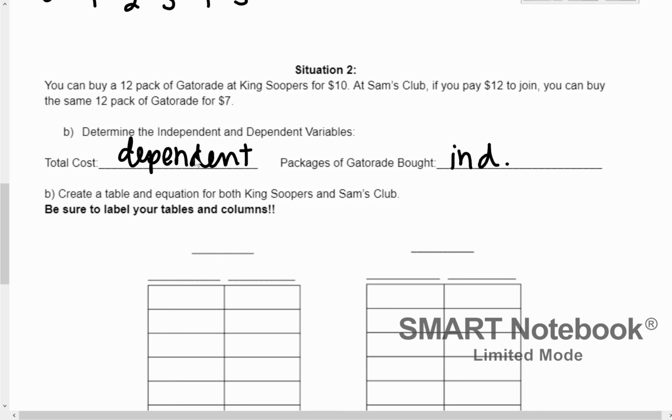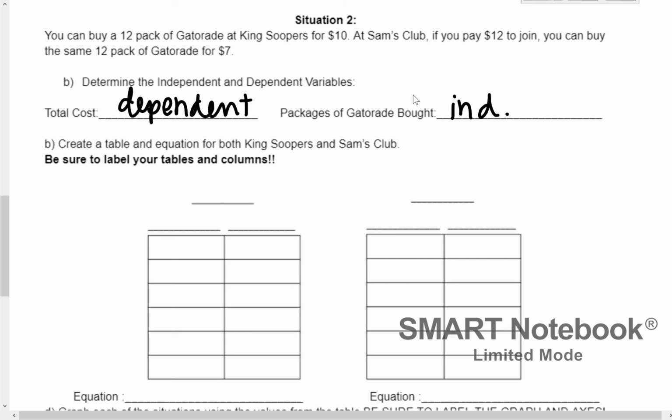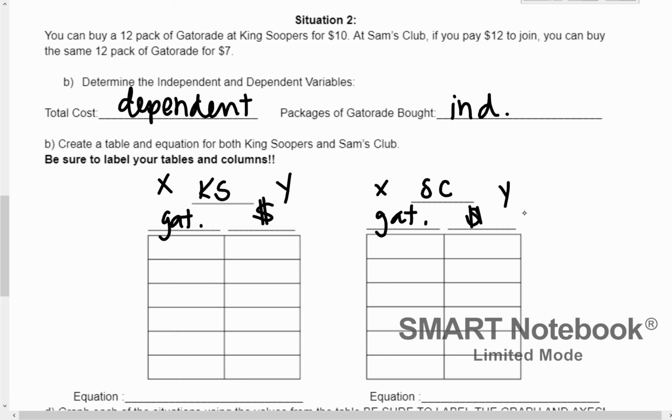Okay, that total cost that you're spending is going to depend on how many Gatorade packages you buy. If you only buy one package, you're going to pay a lot less than if you buy 100 packs. All right, so we have King Soopers, Sam's Club. We have our independent on the left, that's Gatorade, and our cost on the right. Remember, that's our X and our Y. We have Gatorade and our cost, our X and our Y.